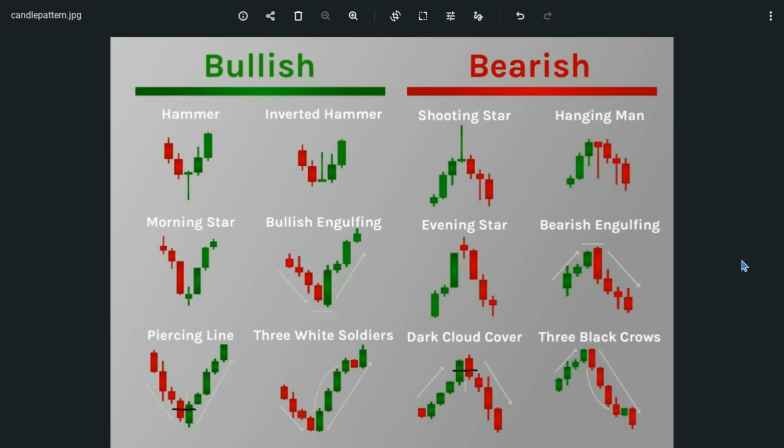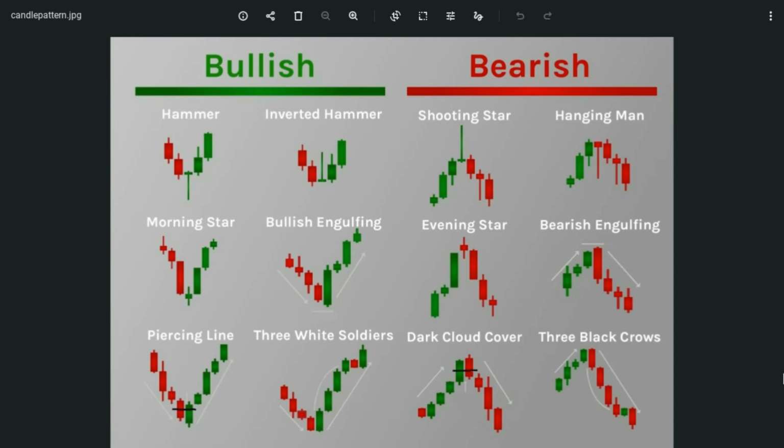And last we have our 3 black crows. The 3 black crows pattern is recognizable by 3 red candlesticks inside of an uptrend. The second and third candle open within the body of the previous ones and close below it. The candles usually have little to no lower wick. This pattern indicates a strong selling pressure which drives the price down and can announce an upcoming price reversal.